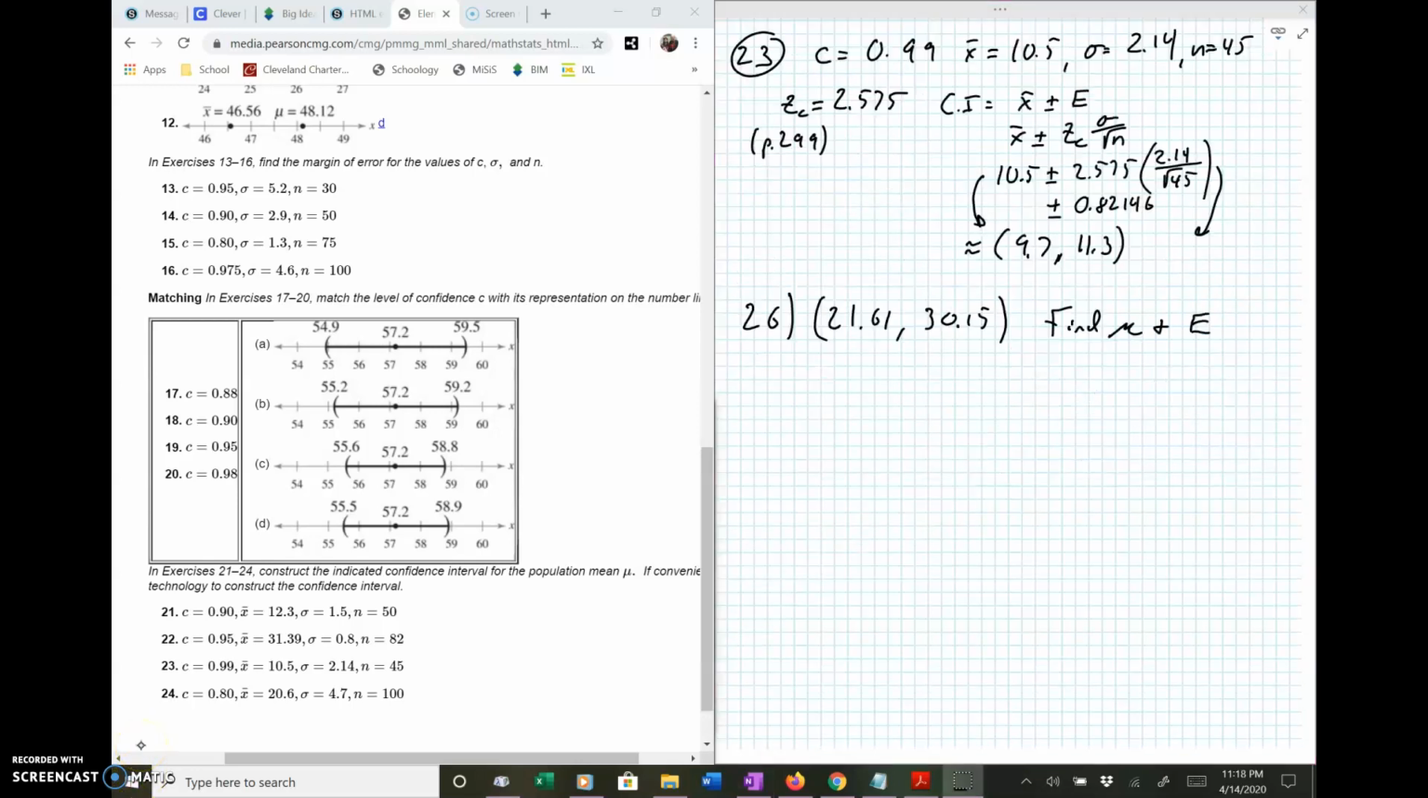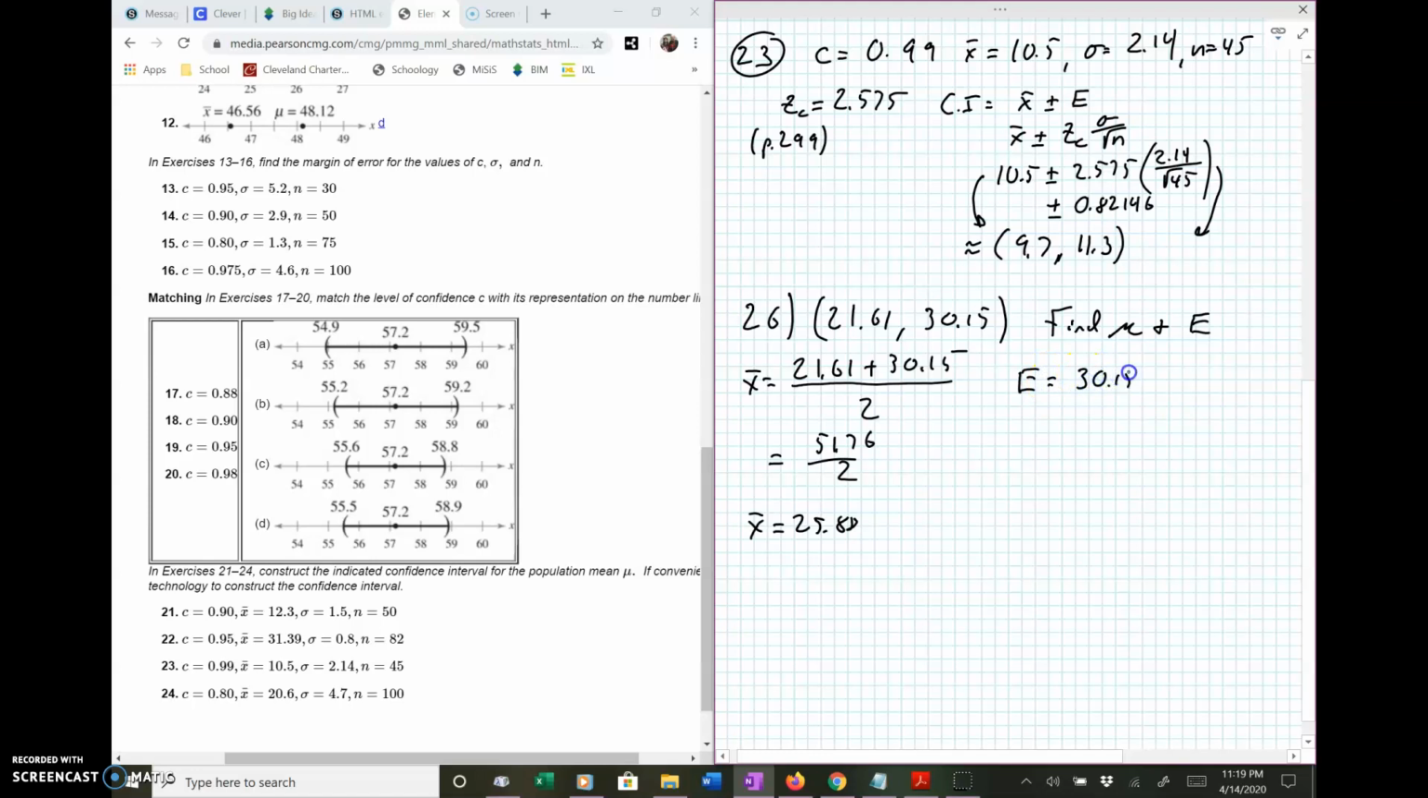One thing I've been bad about is not writing down the directions, what we're doing, so I'm going to try to do that more. For number 26, we're trying to find the mean and the margin of error. It is okay to use abbreviations. So to get the mean, I'm just going to take the mean of the 2 ends of the confidence interval, 21.61 plus 30.15. I should say that's going to equal that. Divided by 2. That's going to give me 51.76 divided by 2. That means my sample mean was 25.88. To find my margin of error, I'm just going to find the difference between one of the endpoints and the mean.